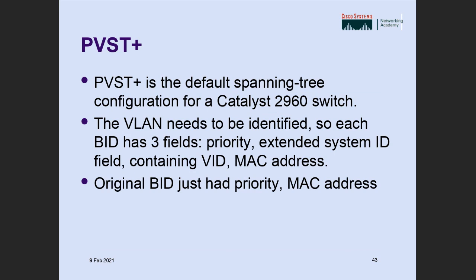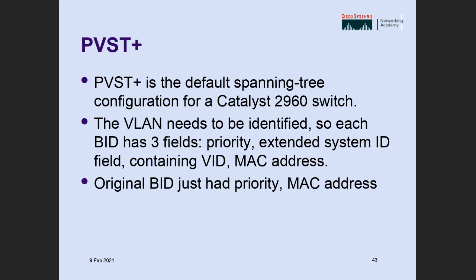Per-VLAN spanning tree protocol plus is the default configuration for our Cisco 2960 switches. So the VLAN needs to be identified. Each of the bridge IDs that are sent by the bridge protocol data units has the priority, the extended system ID field, which is simply the number of the VLAN, and the MAC address. Originally, when Radia Perlman first invented this, it just had the priority and the MAC address because there was no such thing as VLANs yet, back in the early 90s when she came up with this.